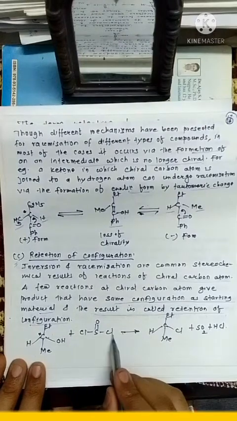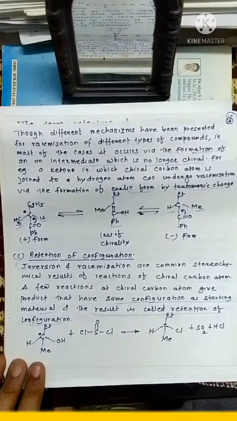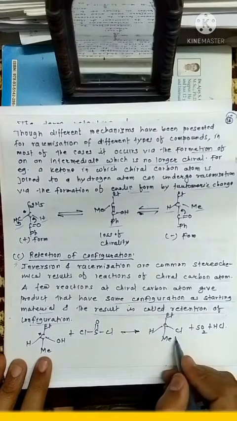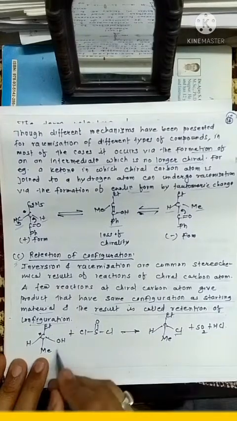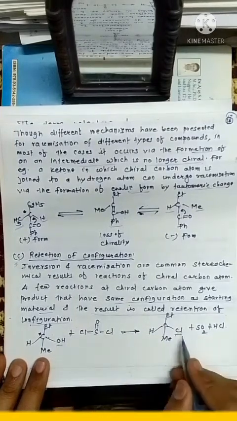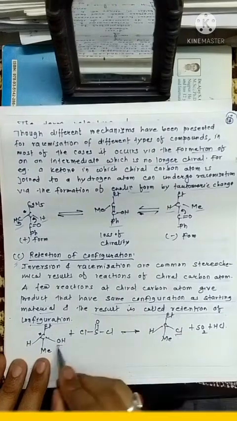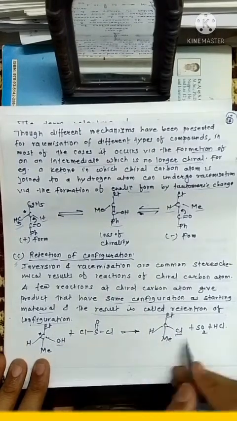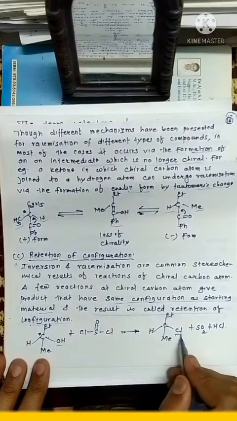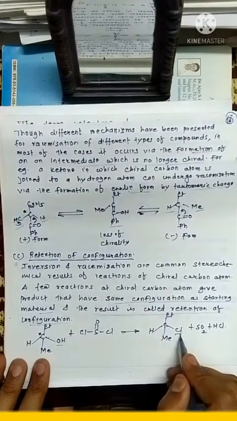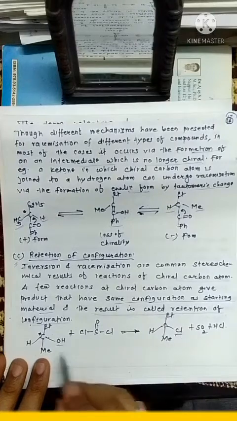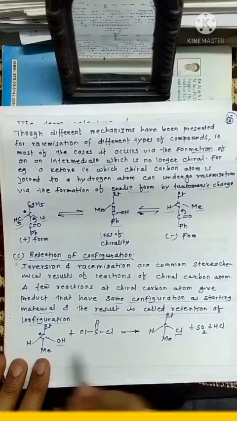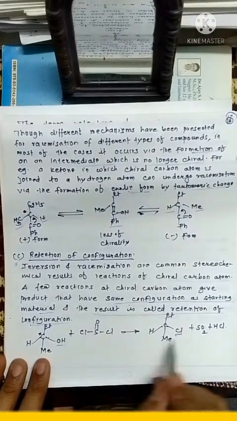But just see, the chlorine atom is present exactly at the same position as that of your OH. This OH is present on the right hand side of this carbon. This Cl is also present on the right hand side of your carbon. That's why this is an example of a retention of configuration reaction.